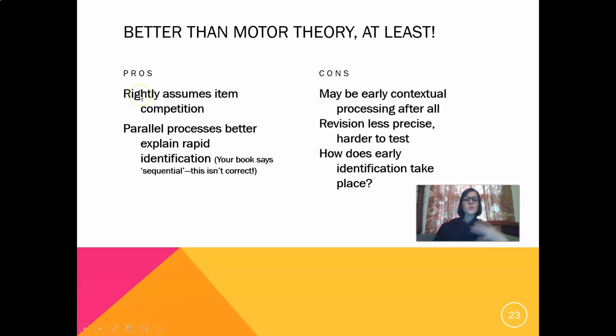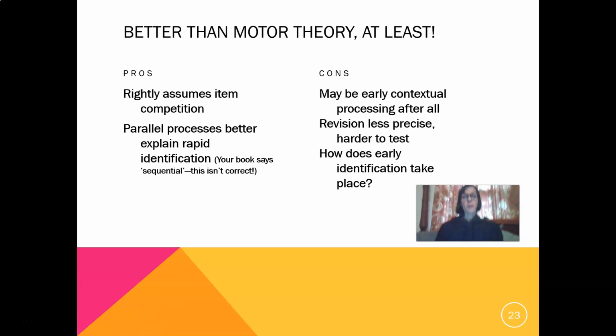So the pros of the cohort model: we're rightly assuming that items compete with each other as we're trying to process what word was said, and there is parallel processing, and this better explains rapid identification. Your book says that this is a sequential process, but the distributed model kind of suggests that some of this is occurring in parallel.